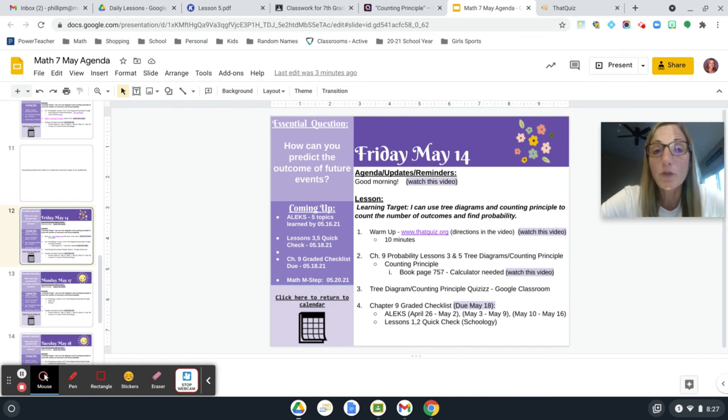So you'll also notice on Tuesday that you're going to have one last quick check for lesson 9, and that'll be on counting principle and tree diagrams. Lastly, the math M-Step is next week on Thursday. So we'll be looking forward to that as well.